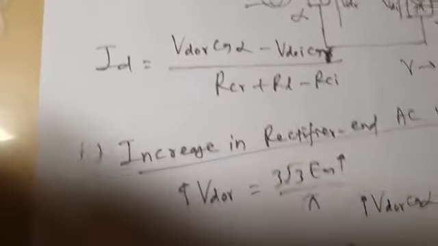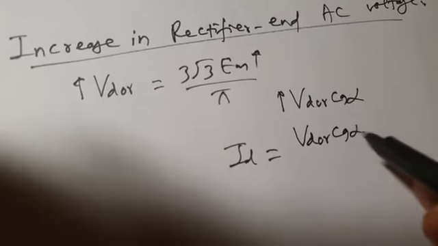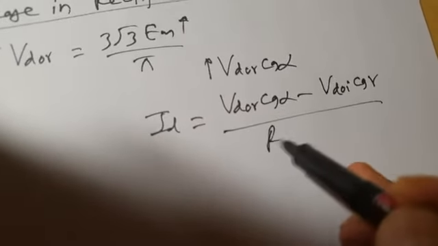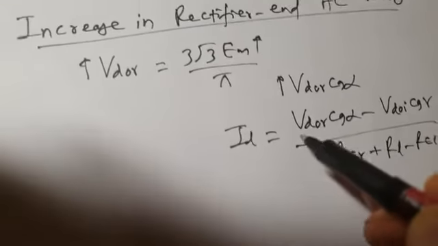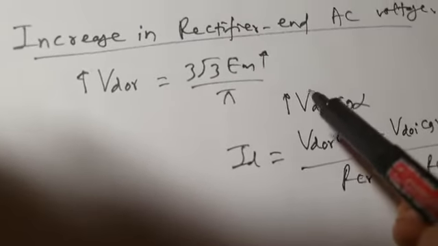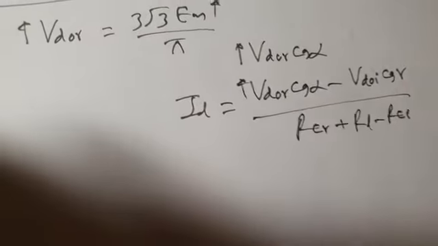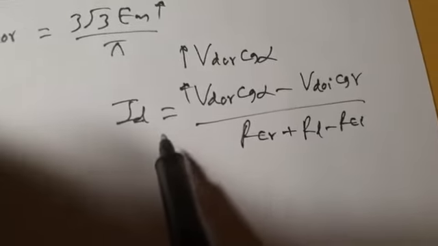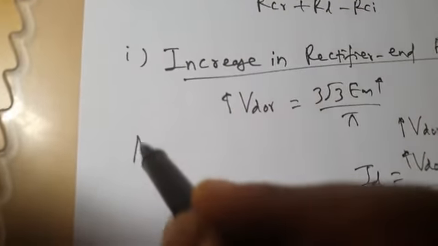So what will happen to ID? ID is equal to (VDOR cos alpha minus VDOI cos gamma) divided by (RCR plus RL minus RCI). Since the rectifier side AC voltage has increased, EM has increased, that means VDOR has increased, so this will increase. So what will happen to the DC line current? It will increase, but your controller has to always maintain your DC line current constant. So how can the controller maintain the DC line current constant? What is the aim?